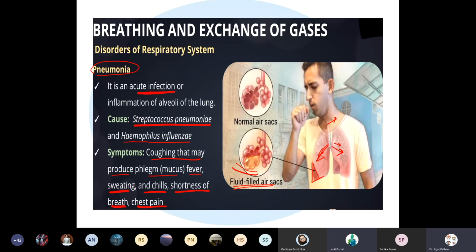What do you mean by sweating and chills? Sweating means sometimes you feel very feverish and you start to sweat. Sometimes you feel very cold and you start to shiver. That is called chill. You get this kind of fever in pneumonia.